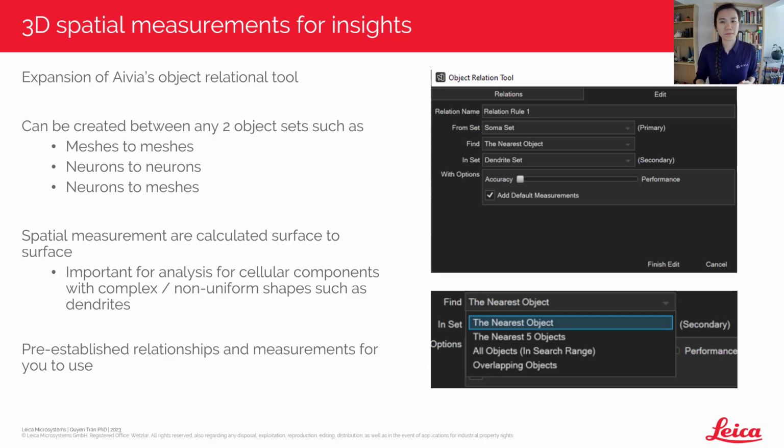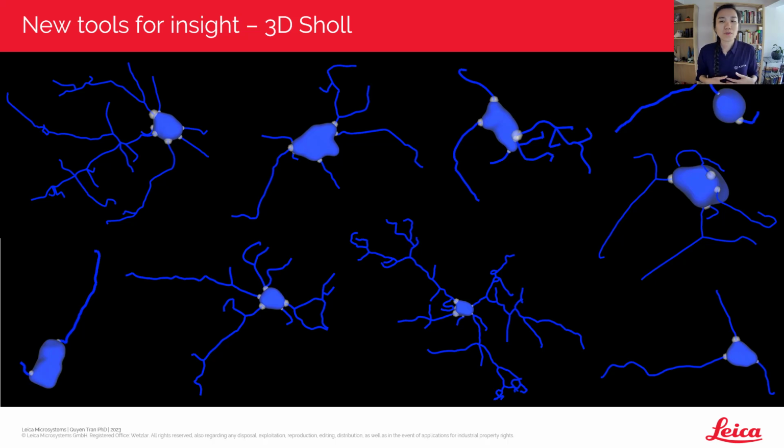In Aivia 12, we also implemented 3D Sholl analysis for researchers looking to quantify their neuron morphologies. This slide shows just a brief snapshot of the different types of morphologies we saw in one particular image, which you can now quantify using 3D Sholl analysis.